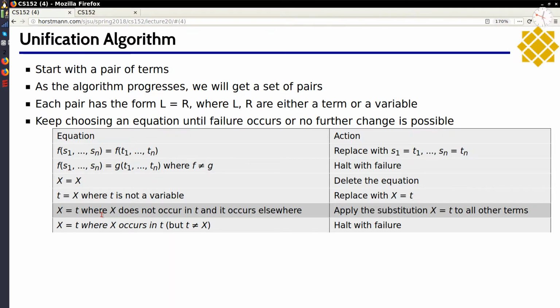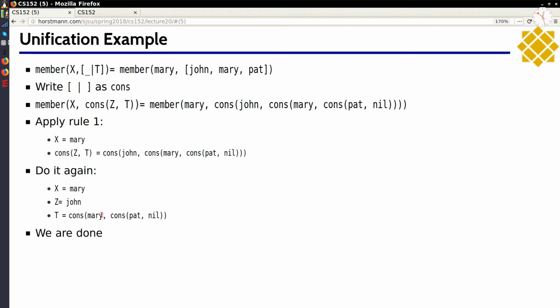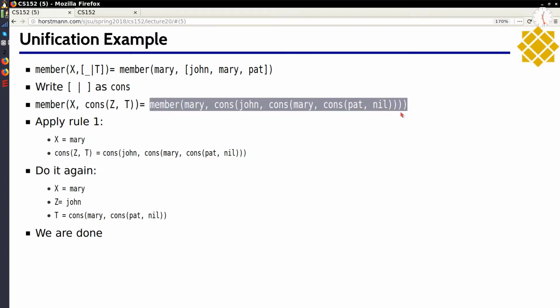So let's try that out with an example. Here is my initial pair. This is the initial equation that I want to solve. I'm going to write the brackets here as cons so that it's completely uniform. So I'm writing the underscore vertical t as cons, and I even introduce a new variable here so that the underscore doesn't look special. So now let's see what we have. On the left we have a term that's made up out of smaller terms and variables. On the right we have a term that's made out of smaller terms and variables. That is the input to the unification algorithm.